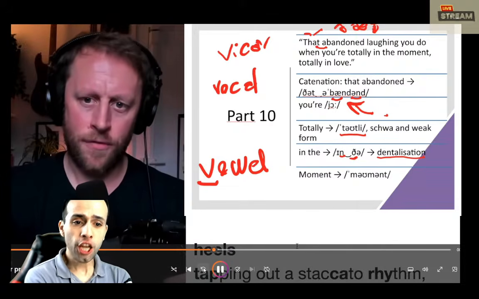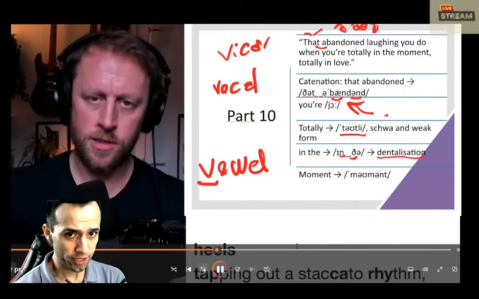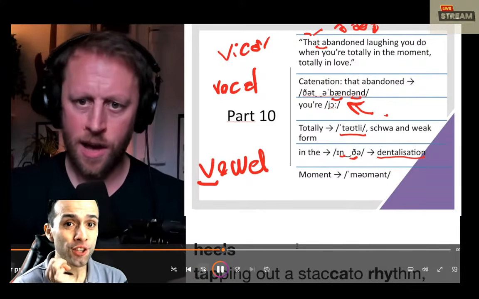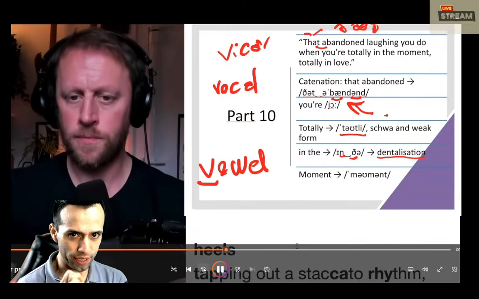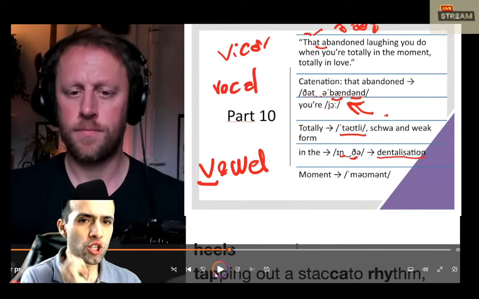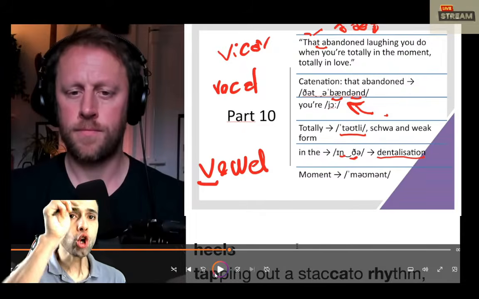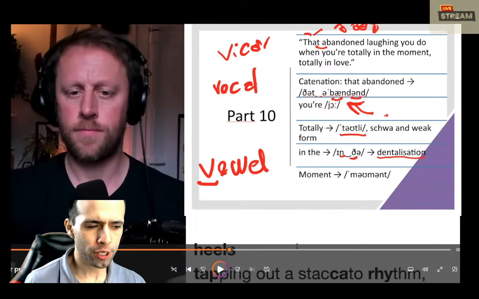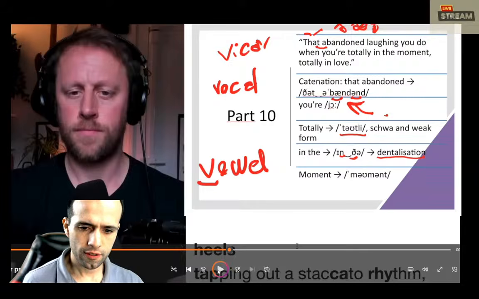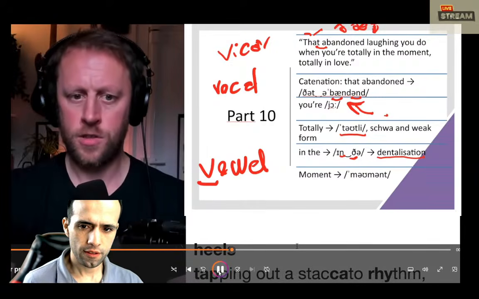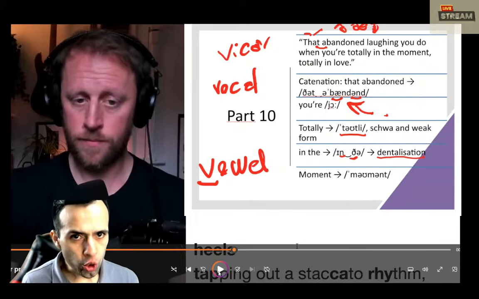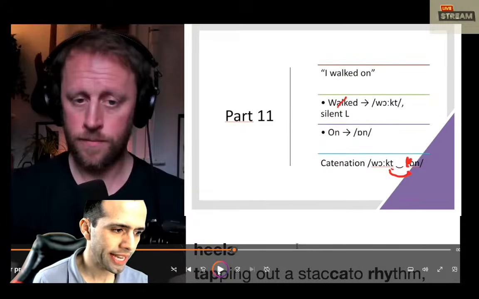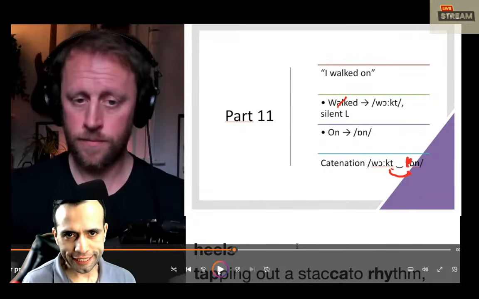That abandoned laughing you do when you're totally in the moment. Totally in the moment. Totally in love. Repeat after Luke Thompson. That's a short sentence. Totally in love.